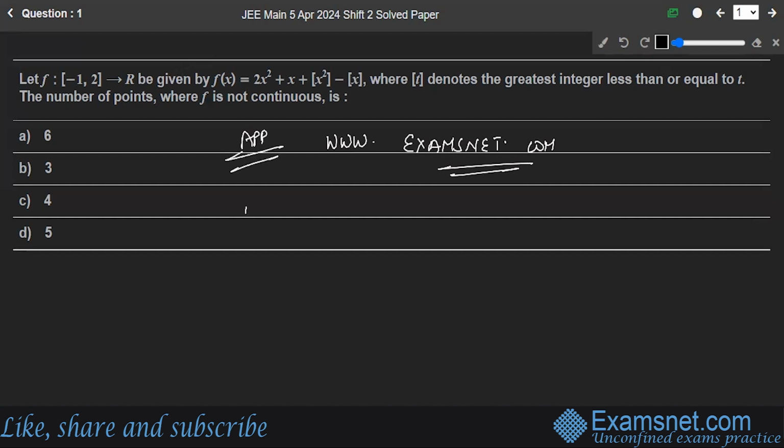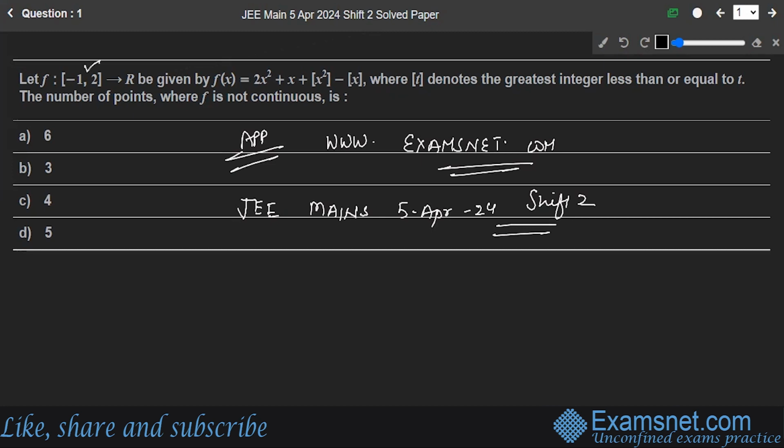So, students, today we'll be solving your JEE Mains 5 April 2024, Shift 2, that is your evening paper. I'll be solving the mathematics questions in this particular video. So let's start with it. Very best of luck. Here we go. Question number 1.